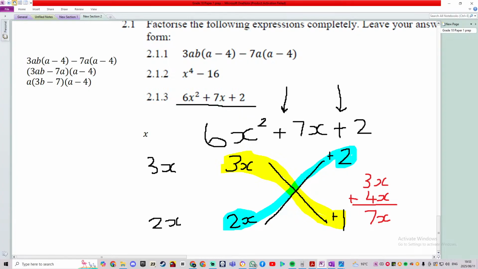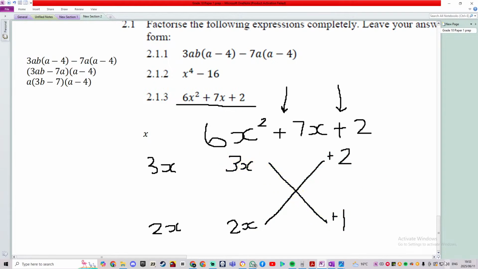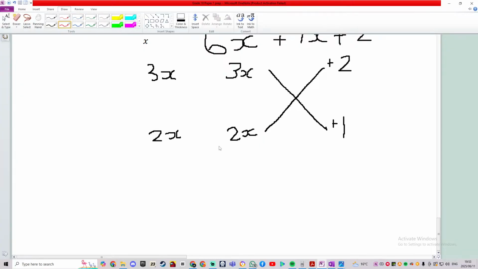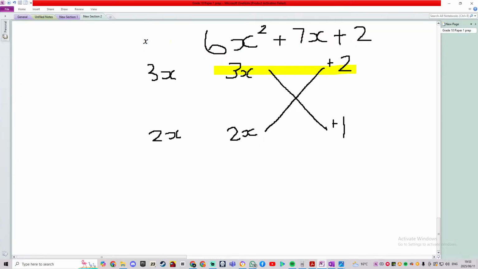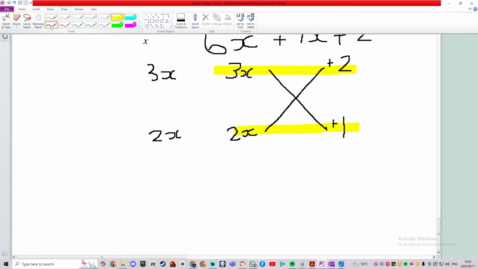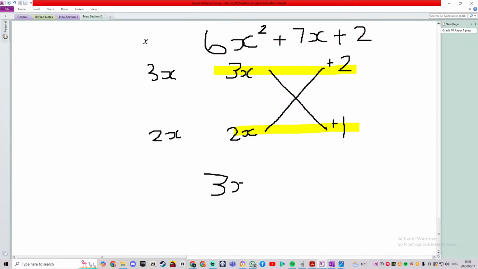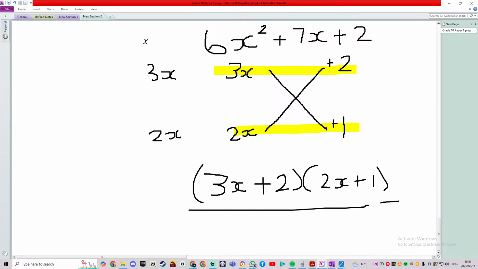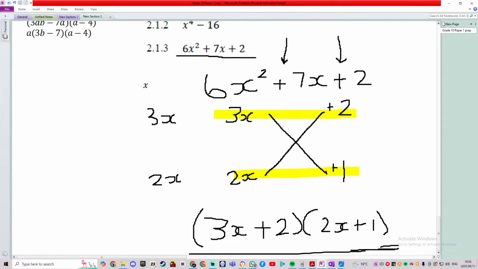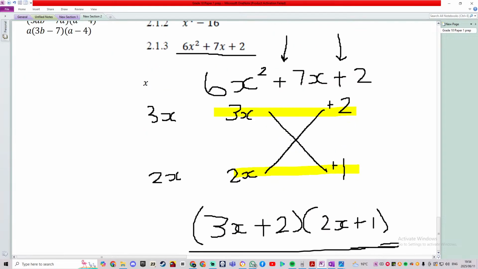Do you see? So now, when I draw my brackets, I look at the top 2. I look at this and that. So I have 3x plus 2. There are many different methods to do this. I don't know, most of you probably don't use this method. And I have 2x plus 1. And that is done there. Okay? That is how you factorize that trinomial.